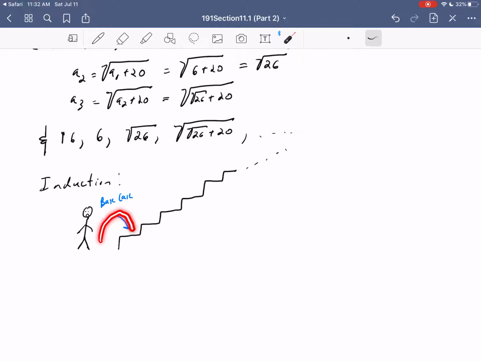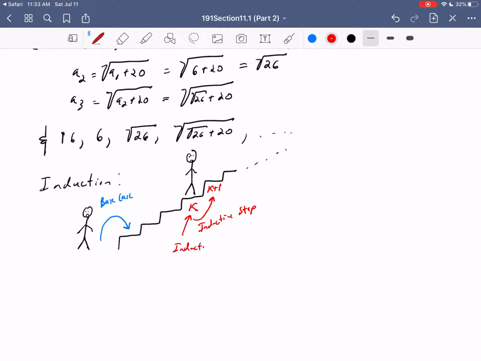Then, once you've shown that you can get onto the staircase, you allow your friend to carry you to any step they like. So they carry you up to step K, and they put you at step K. So you don't climb up to step K, they put you at step K. And then you demonstrate that you know how to get to the next one. So you show that you can get to step K plus 1. And this is called the inductive step. So you get to assume that you're already here. This K is sometimes called the inductive hypothesis.